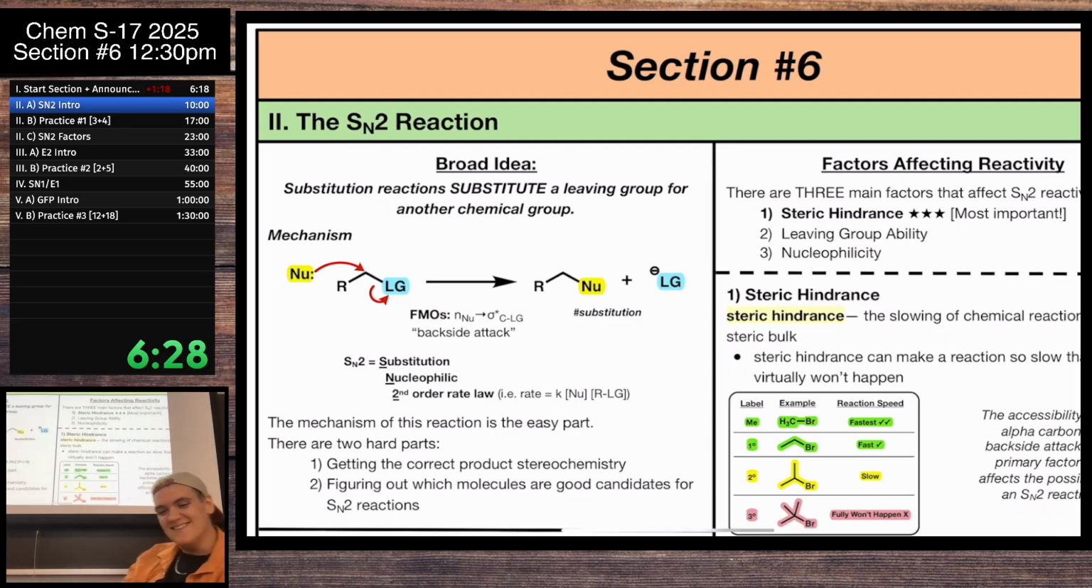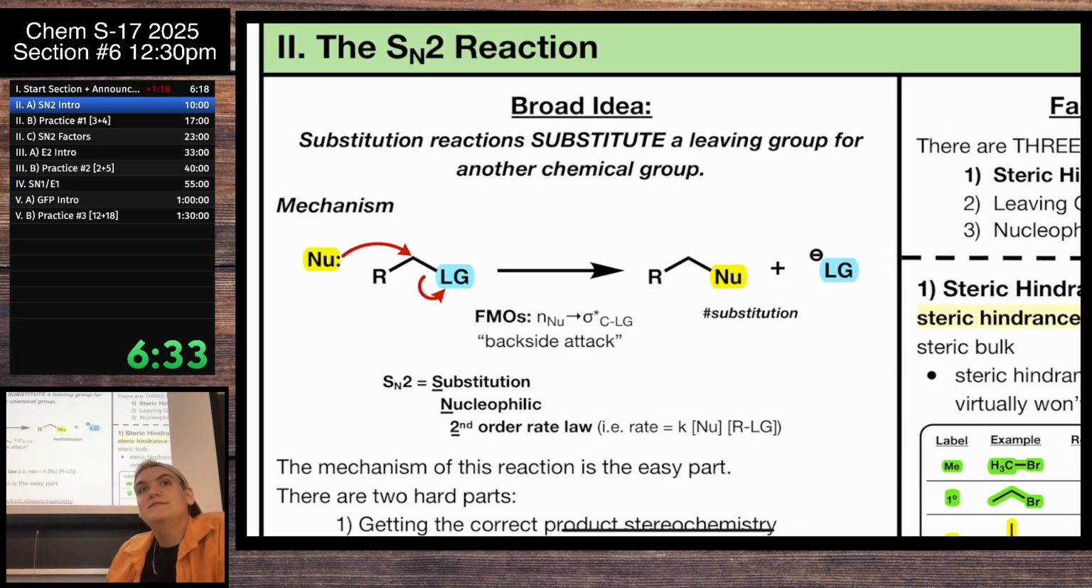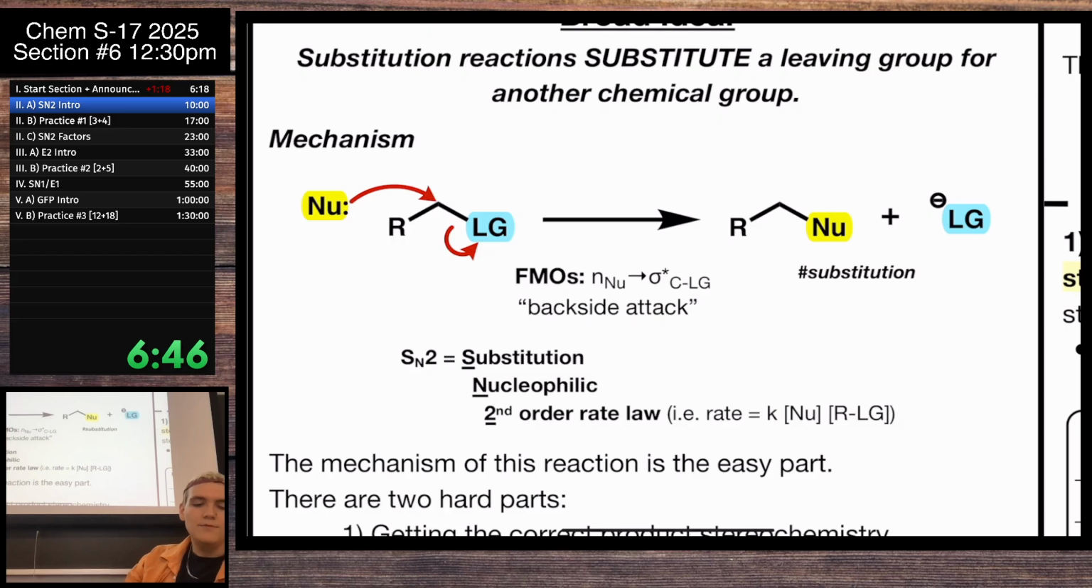So SN2. Big strokes. This is substitution reactions. Substitution reactions substitute. Typically, they're substituting a leaving group for some other chemical group that is often a nucleophile. So the mechanism for it, so easy, so simple. The lone pair on the nucleophile does a backside attack, that's kind of how it's referred to, and then you kick off the leaving group.